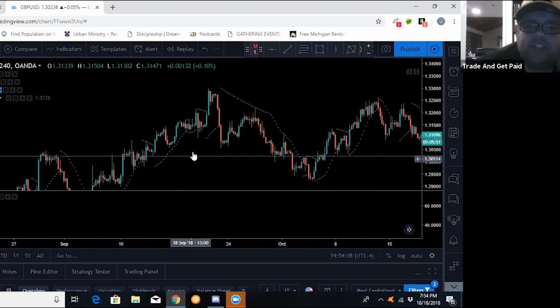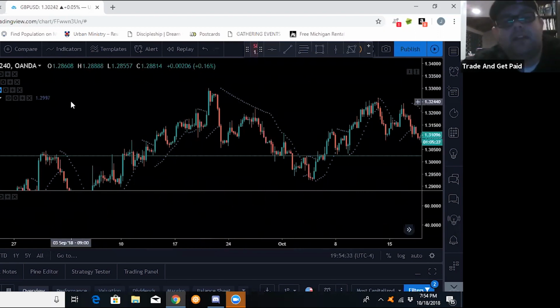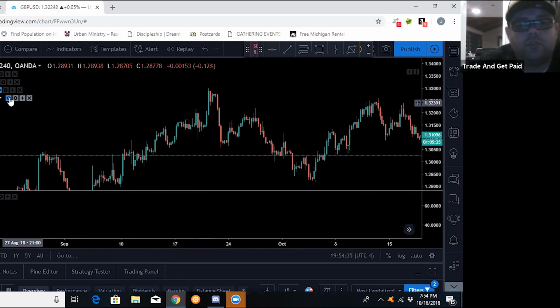The parabolic stop and reversal is basically going to show you that when the dots are on the bottom, it's generally showing you that you can look at them as pushing the market up. When you see the dots on the top, they're generally showing you to push the market down. So dots on the bottom kind of act like support, if you would. They're pushing up. They're showing you an uptrend. Dots on the top are more like a resistance and showing you a move down.